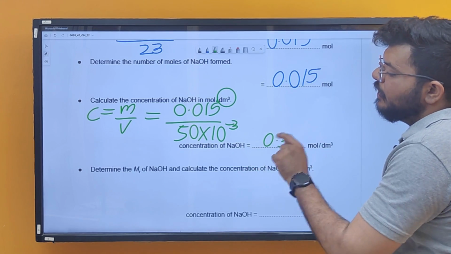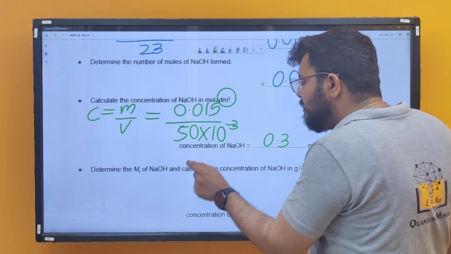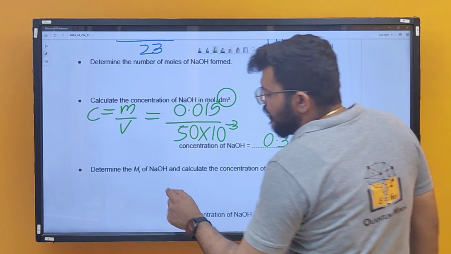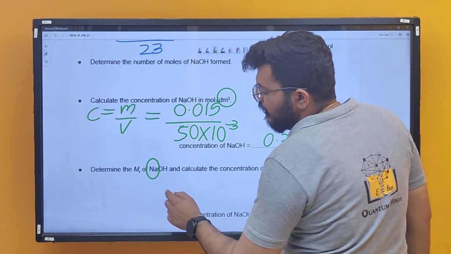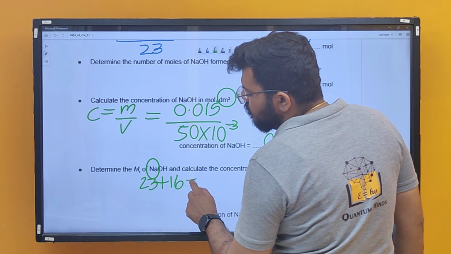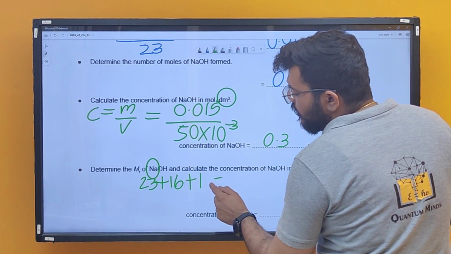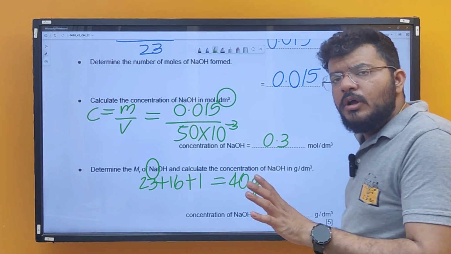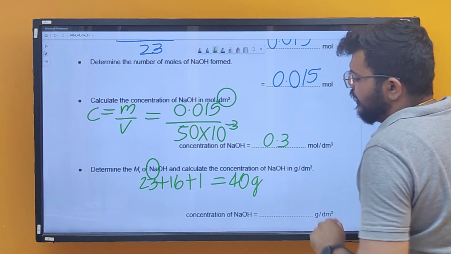So determine MR of NaOH and calculate concentration of NaOH in gram per dm cube. So MR of NaOH, again Na is 23, oxygen is 16 and H is 1. So 17 and 23 will be 40 gram. So 1 mole of NaOH is 40 gram.